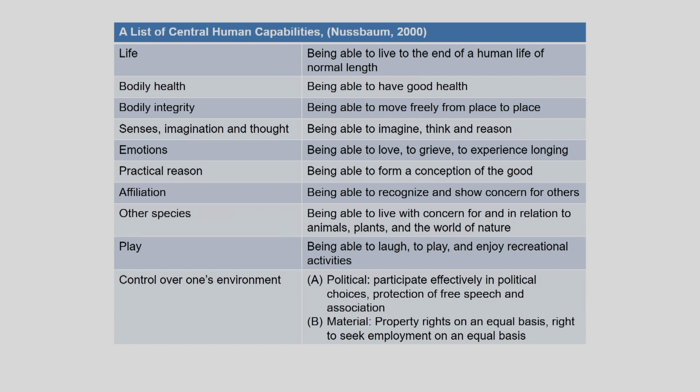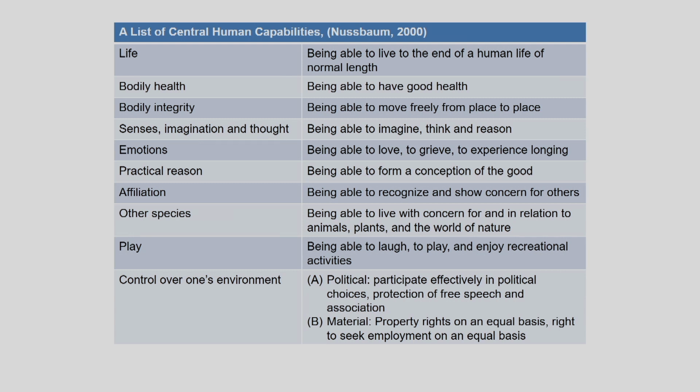Next is emotions, that is, one should be able to love, to grieve, to experience longing, gratitude and justified anger, not having one's emotional development blighted by fear and anxiety. Practical reason, that is, one should be able to form a conception of the good and to engage in critical reflection about planning of one's life. Then next is affiliation, that is, one should be able to live with and towards others, to recognize and show concern for other human beings. One should have the social basis of self-respect and non-humiliation.